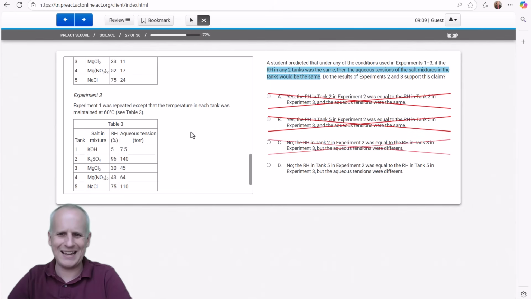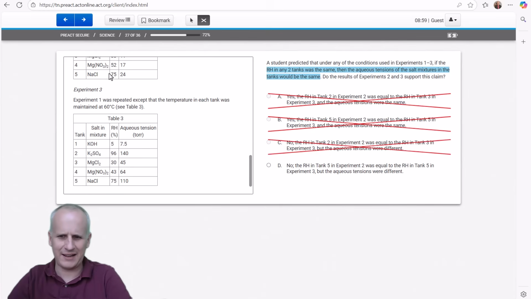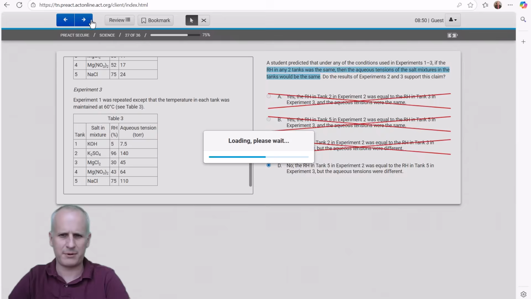The RH in tank 2 in experiment 2 was equal to the RH in tank 3. Well, no. But the RH in tank 5 was equal to the RH in tank 5 in experiment 3, and the aqueous tensions were different. Absolutely. So our correct answer is D. We move on to the next problem.